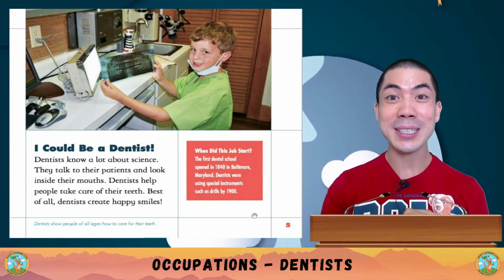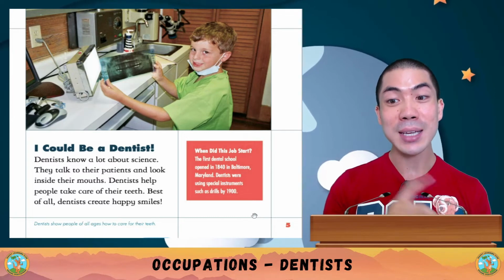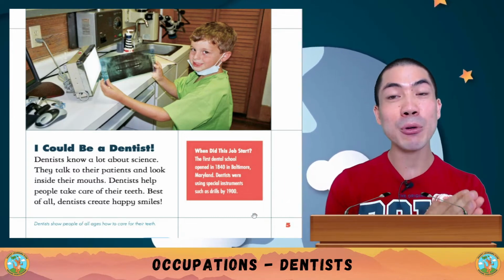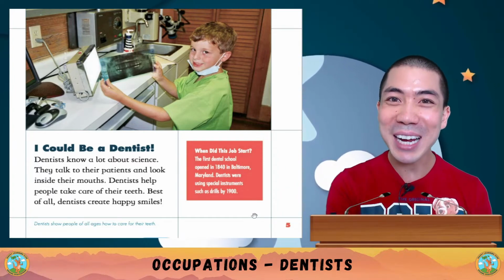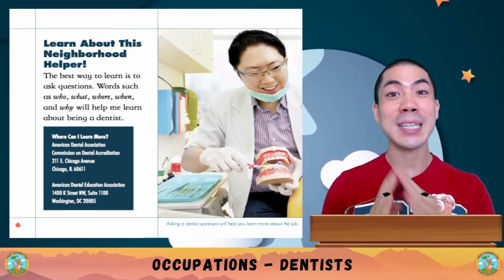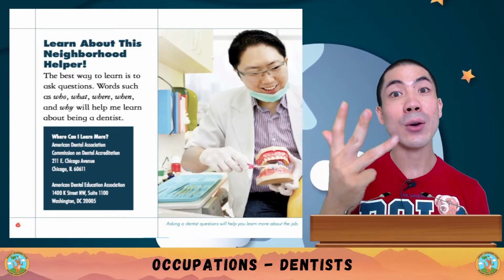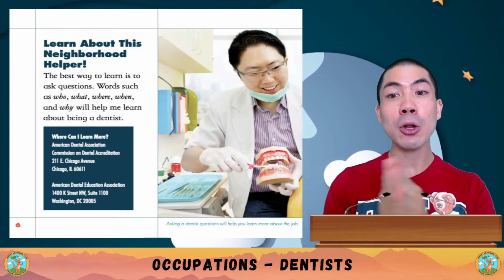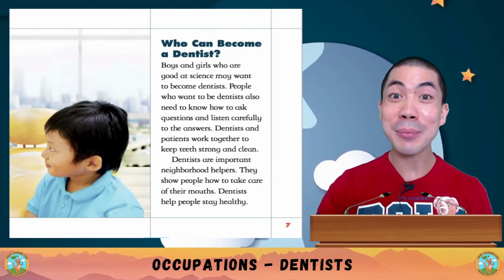Dentists know a lot about science. They talk to their patients and look inside their mouths. Dentists help people take care of their teeth. Best of all, dentists create happy smiles. Let's learn about this neighborhood helper. The best way to learn is to ask questions. Words such as who, what, where, when, and why will help me learn about being a dentist. Let's go. Who can become a dentist?